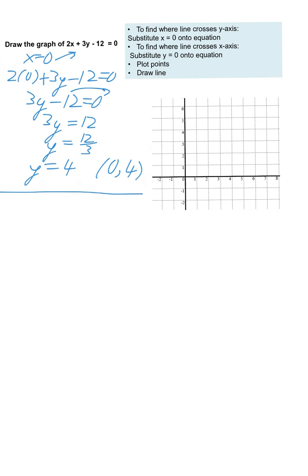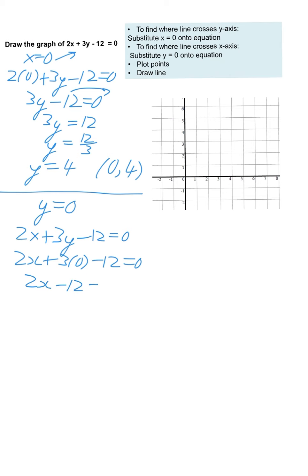Okay, so that's that part. Next step, we want to find where it crosses the x-axis, so let's substitute y equals 0 into the equation. I'm just going to write the equation again. So we have 2x plus 3 times 0 minus 12 equals 0. Now 3 times 0 is 0, so I'm going to have 2x minus 12 equals 0. Move the 12 across, so 2x equals 12. So x equals 12 over 2, so x equals 6. That coordinate is (6, 0).